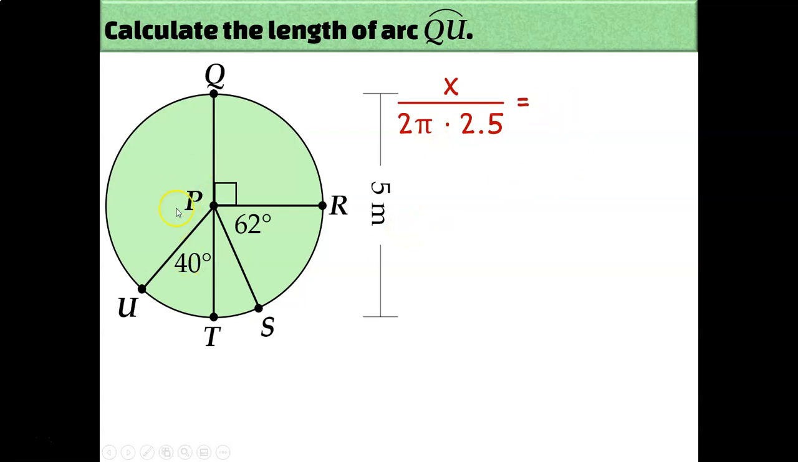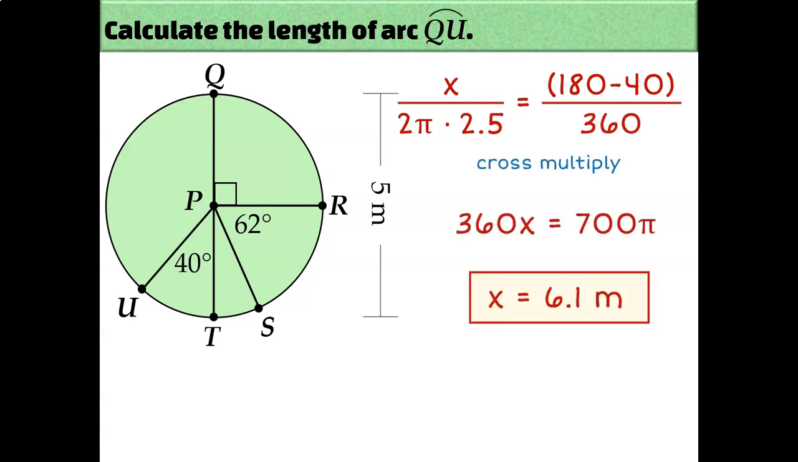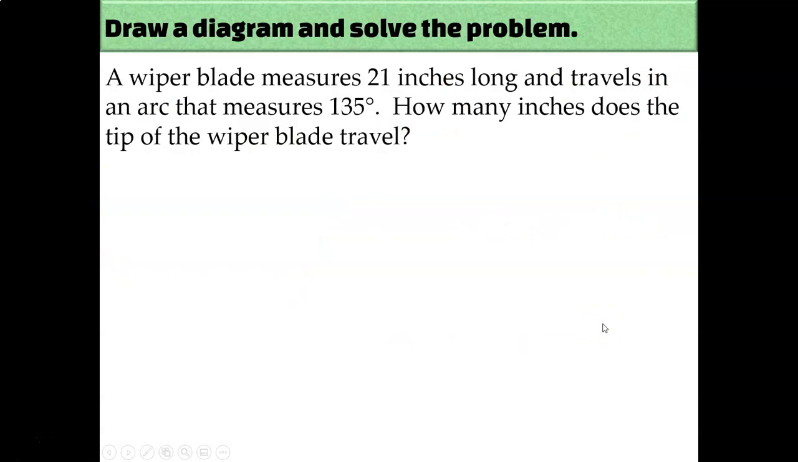Equals, well, what's the degree measure of this arc? That's not given to me. But I know that QUT is a semicircle. Semicircles always measure 180 degrees, so if part of this semicircle is 40 degrees, I can figure out the other part by subtracting from 180. So the degree measure of arc QU must be 140 degrees. And I'll put that over the degree measure of the entire circle, which is 360. So cross multiply and solve, and we find out that the length of arc QU is about 6.1 meters.